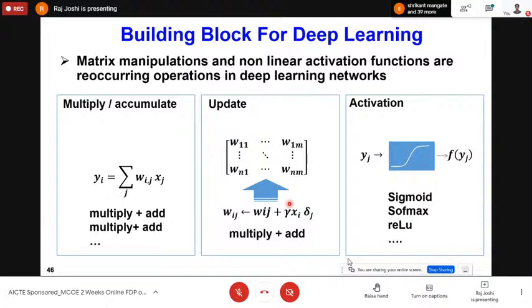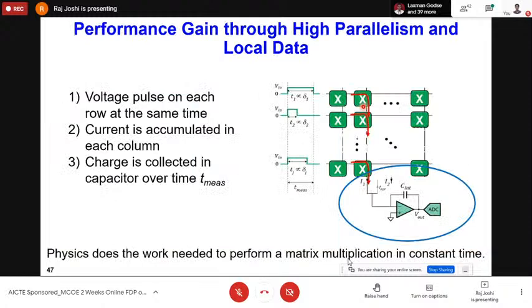So I described to you this building block for deep learning, which I mentioned. And there is no need for me to repeat the same thing. So the bottom line is you have multiply, accumulate. Here is multiplication and then summation. Then you are updating your weights. And then there is an activation function, where you want to throw away certain things and activate the weights you want to select. And there are different types of functions, okay? Sigmoid, softmax, and ReLU are used quite often in the literature.